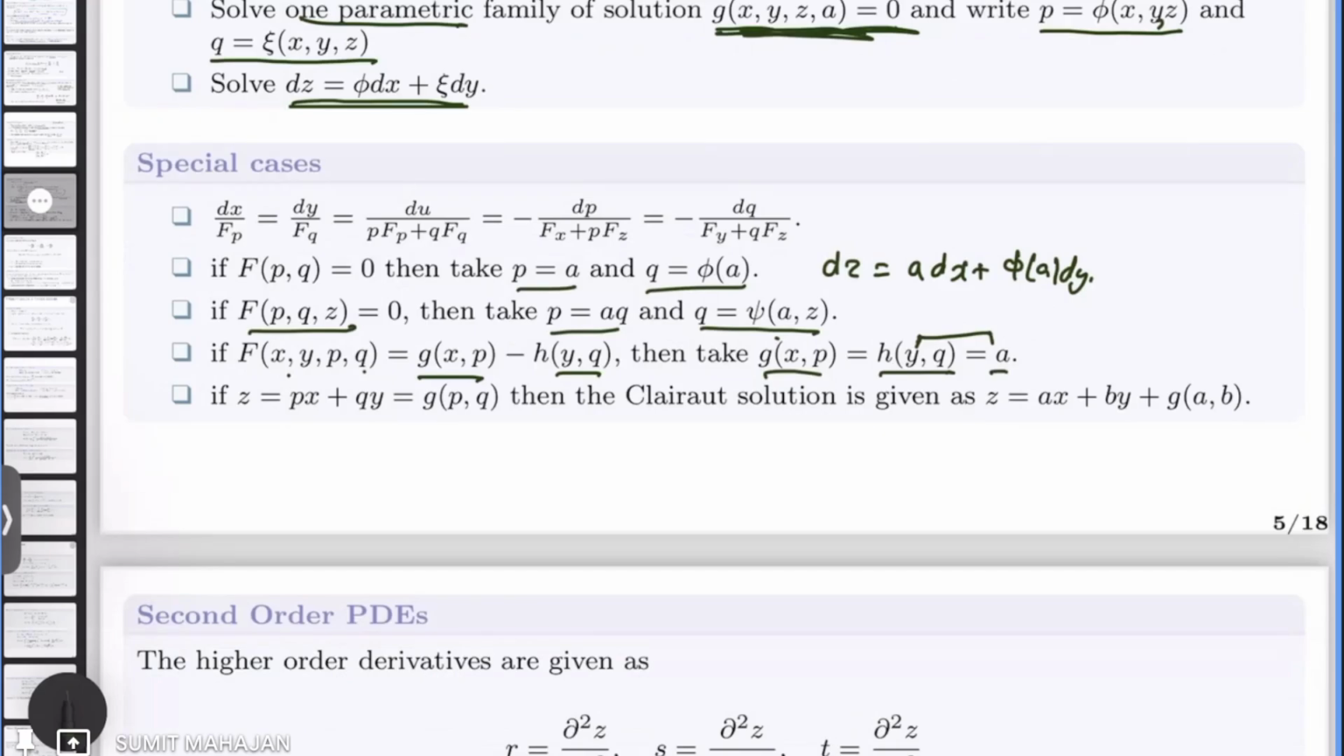Fourth special type is called Clairaut solution. This kind of thing also occurs in the differential equation. So in this case we have this particular form, z is equal to px plus qy plus some function of p comma q. Then the Clairaut solution is given as z is equal to ax plus by plus g of a comma b. That is, we'll substitute p equal to a and q equal to b. So this is what we did for the first order differential equation.